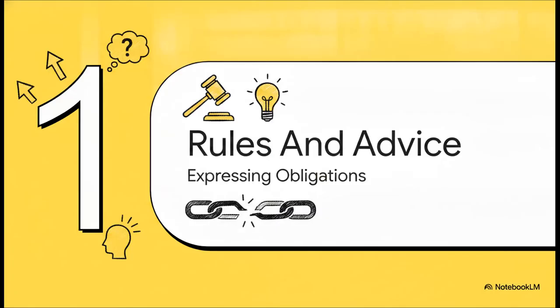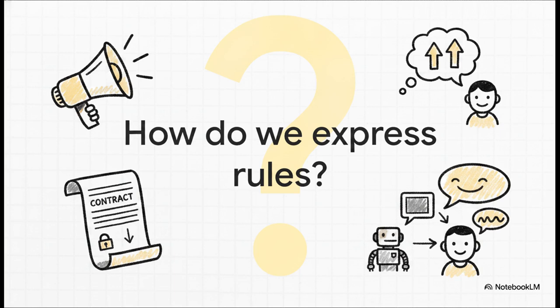All right, part 1. Expressing rules and advice. I want you to just stop and think about this for a second. How do we express rules? If you want to tell someone they have an obligation, or give a strong recommendation without sounding unnatural or too bossy, how do you actually do that? Without modal verbs, you end up sounding like a robot, just rattling off facts. Modals are the secret sauce. They give your sentences flavor, context, and that exact level of urgency you need.